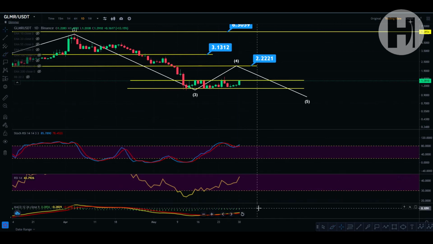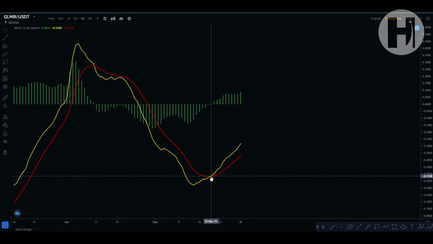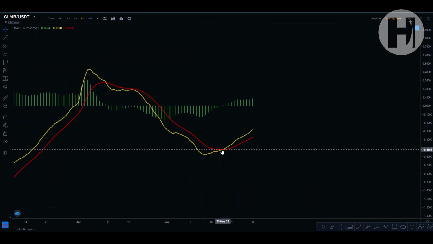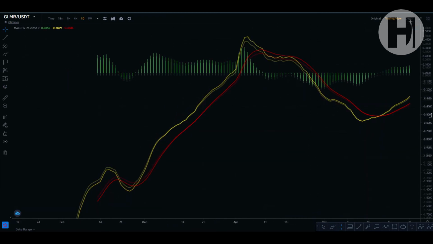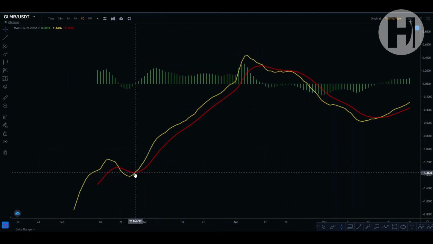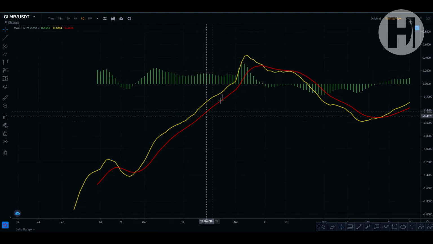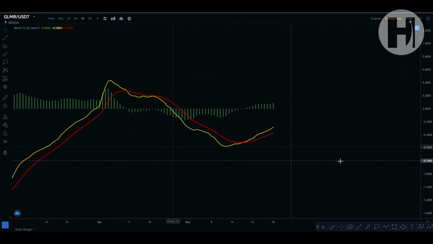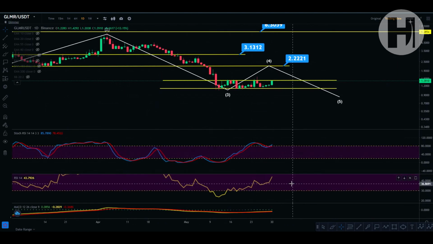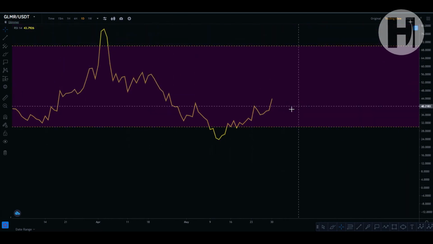Now, we do have a confirmation of the uptrend here. If you look at the MACD on the daily chart on May 20th, you got the confirmation. The last time we had this bullish cross was in February, and you can see that we had a very strong move to the upside in February. So we'll see what happens right now with the RSI.